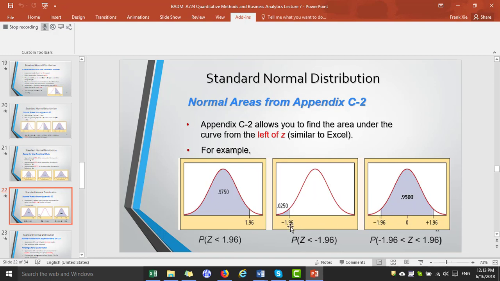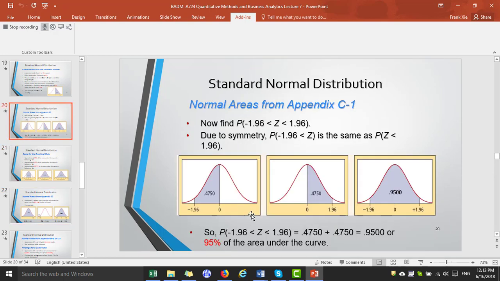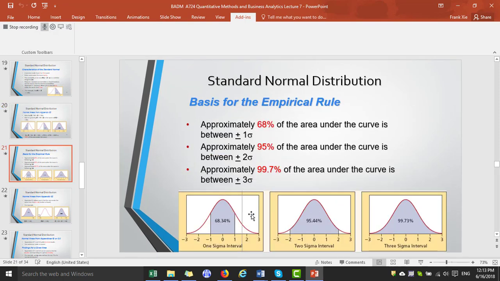In fact, from this chart here, if you take 0.9750 and subtract this little section on this side, you get 0.95. Tables C1 and C2 are actually talking about exactly the same thing, just from different approaches. One is to the left side of a point, and the other is the area between 0 and a given point. They're talking about the same thing. Okay.